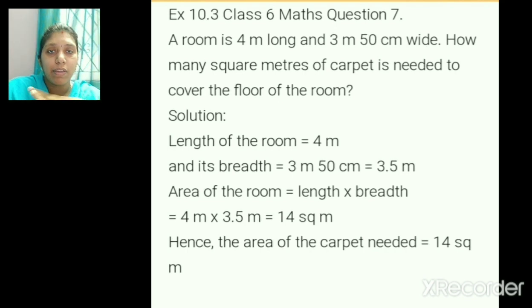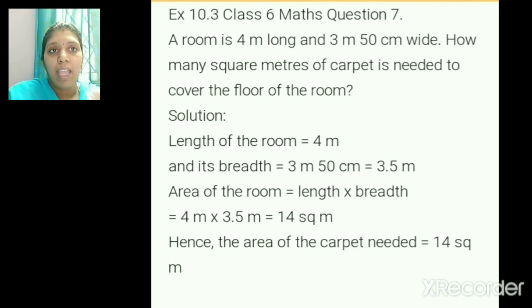Okay, so what is carpet? It is the mat. We can say mat or carpet means the material used to cover the floor. So how many square meters of carpet is needed to cover the floor of the room? From the question itself, in order to cover the floor of the room, it is the area enclosed, the area enclosing the closed figure. Here the closed figure is the room, and the area enclosed inside that room has been covered by a carpet. So can we say we have to find the area?